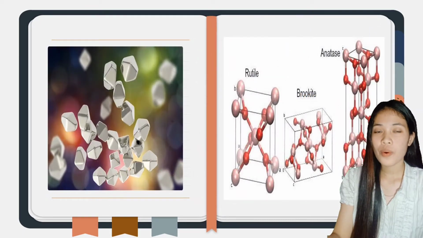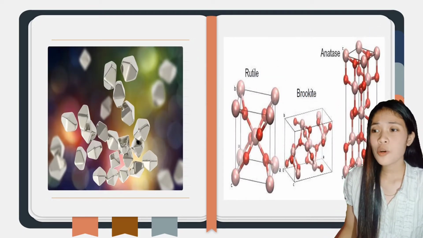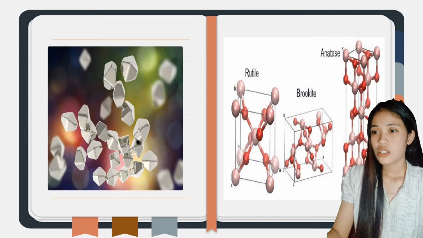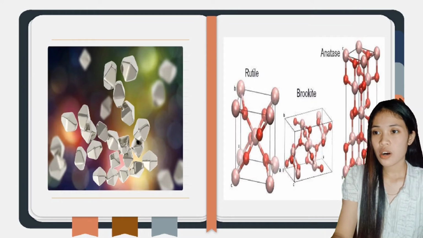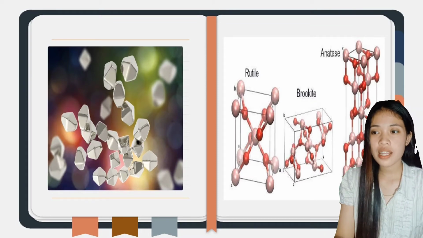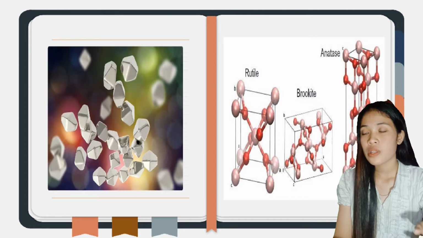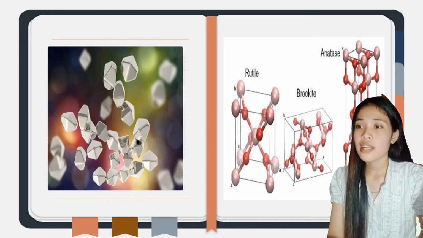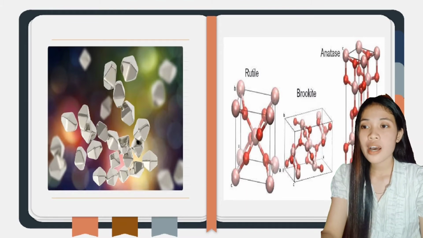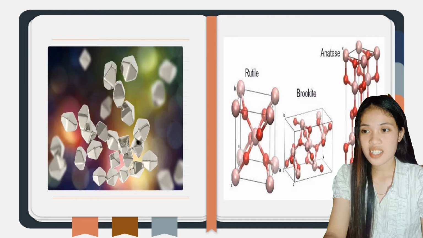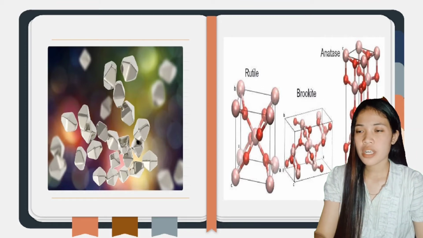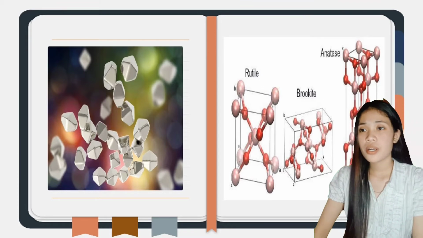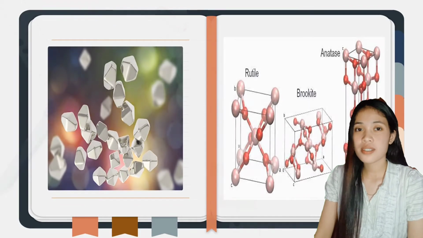So this is how titanium dioxide nanoparticles look like. As you can see here at the second picture, the three common crystal forms of titanium dioxide are rutile, brookite, anatase. Each of them varies differently in their physical compositions.